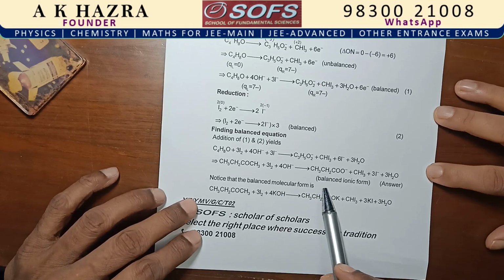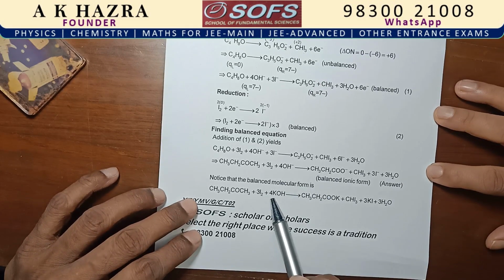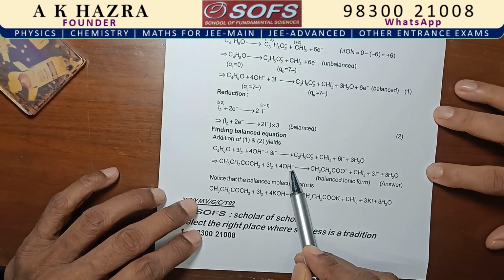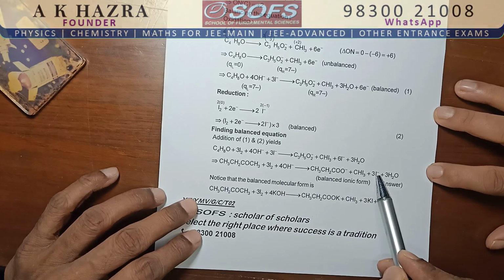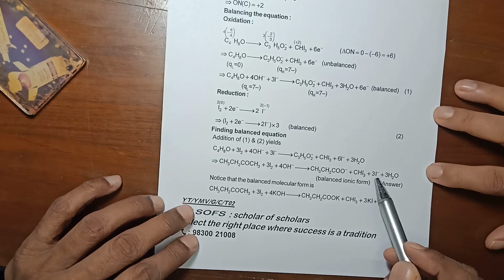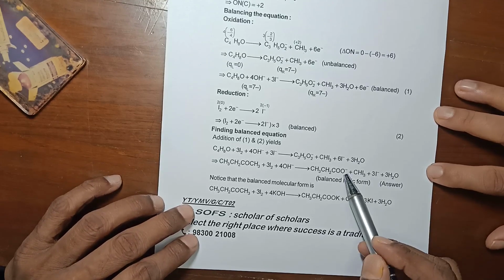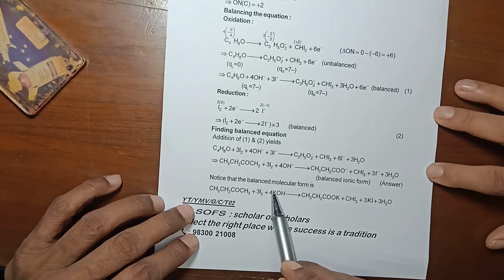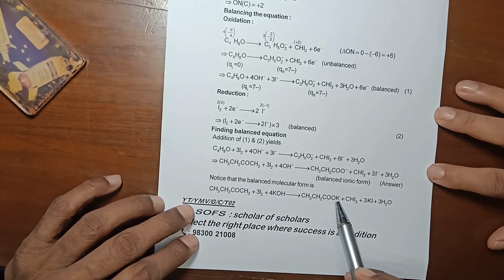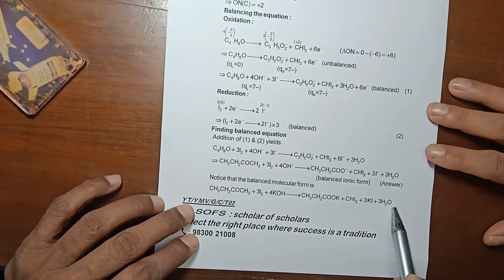And in molecular form also we can write 4 OH minus as 4KOH, so 4K plus is added here. So 3K plus is added here, 1K plus is added here. So we can have 4K plus here, 3K plus and 1K plus, 4K plus. We have the molecular form also.